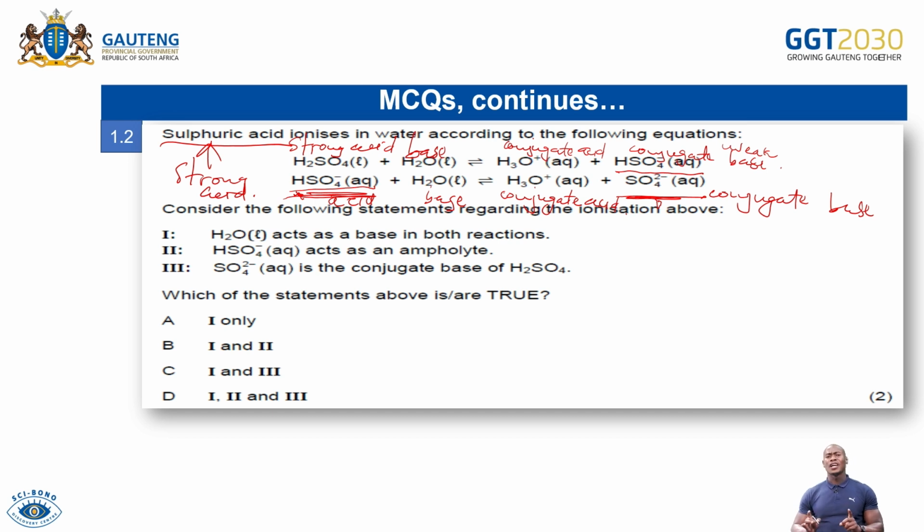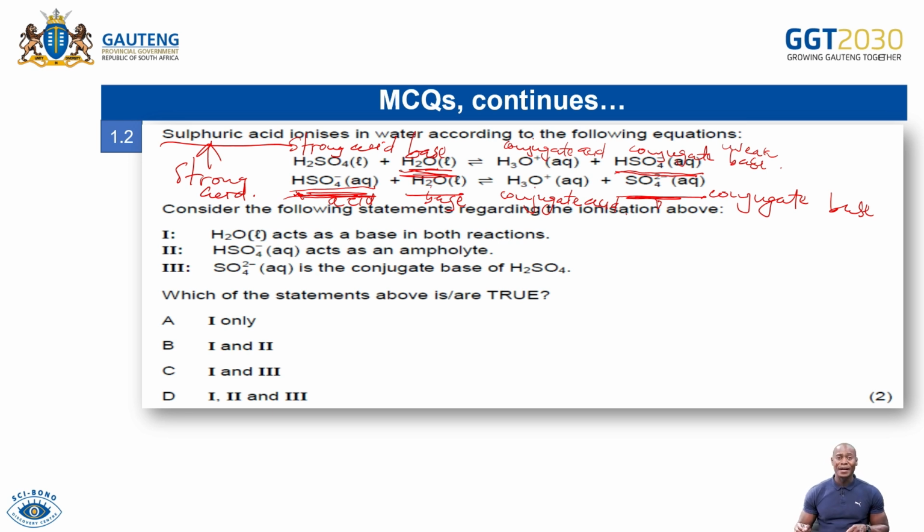If you check these two equations, you have HSO4 minus, and also HSO4 minus. We have H2O, and even in the next equation you have H2O. But H2O in the first equation is acting as a base, and in the second equation is also acting as a base. So you can't say H2O in this case is the ampholyte. Remember, an ampholyte is a substance that can act as either an acid or a base. We know that water is an ampholyte, but in these two reactions, is it acting as an ampholyte?